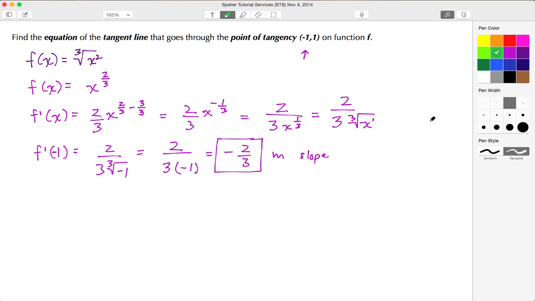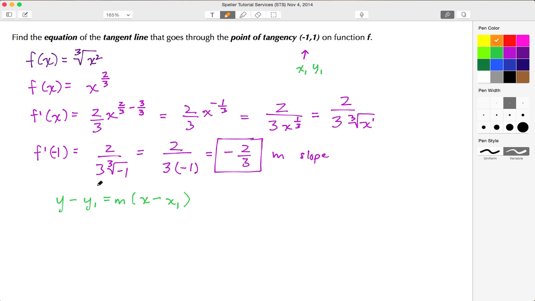For me to now find the equation for the tangent line, I have the slope, and I have a point, in this case the point of tangency. I'm going to use the point-slope formula. With the point-slope formula, it is in the form y minus y sub 1 is equal to m times x minus x sub 1, where y sub 1 and x sub 1 match the point of tangency. So here, this is x sub 1, and that there's y sub 1.